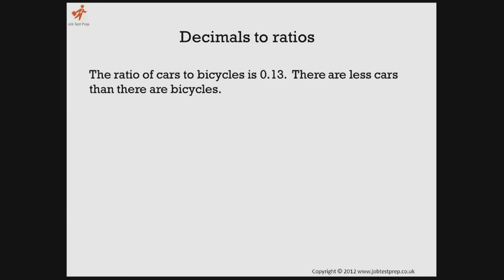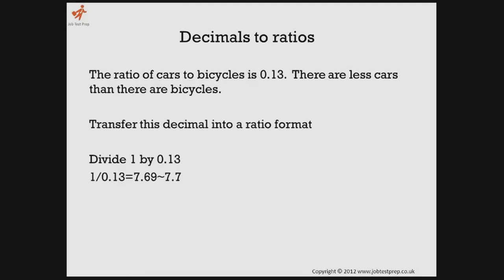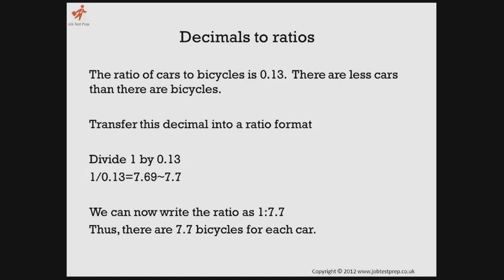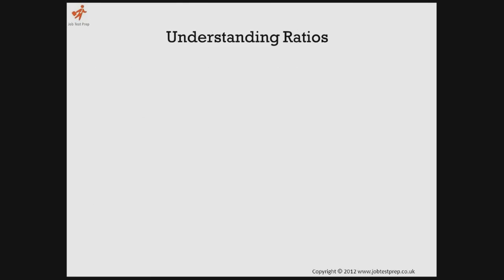Transferring decimals into ratios. Let's say the ratio of cars to bicycles is 0.13. This means that there are fewer cars than there are bicycles. To transfer this decimal into a ratio format, we must divide 1 by 0.13, which gives us 7.69, or approximately 7.7. We can now write the ratio as 1 to 7.7. Thus, there are 7.7 bicycles for each car.